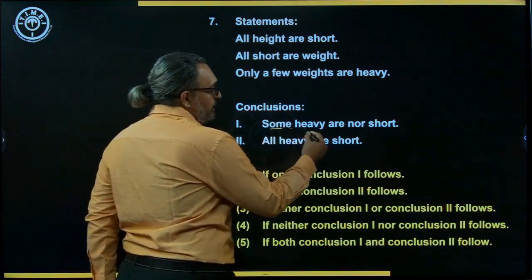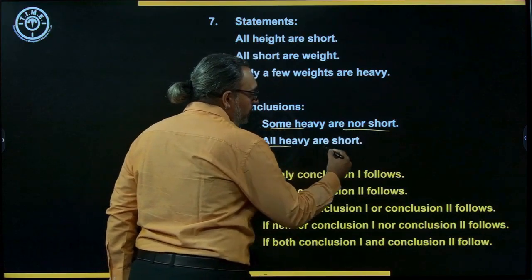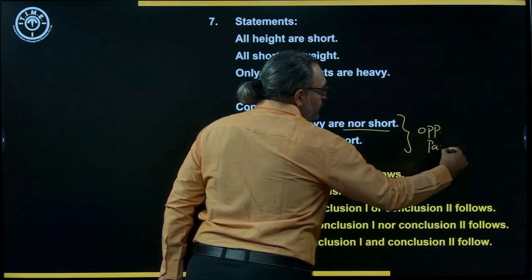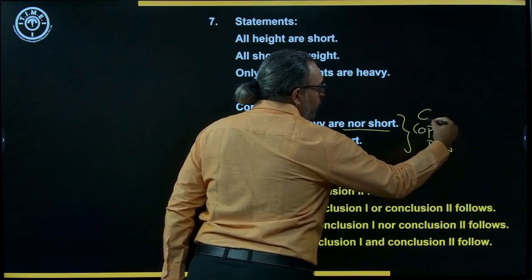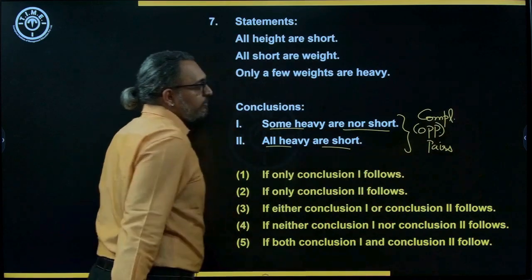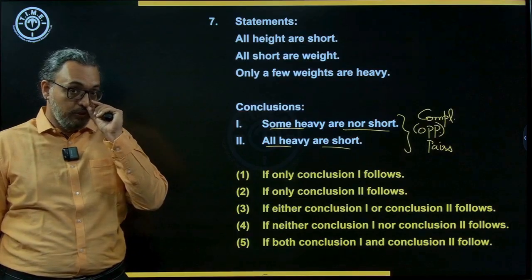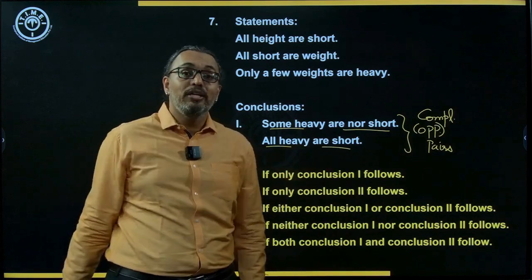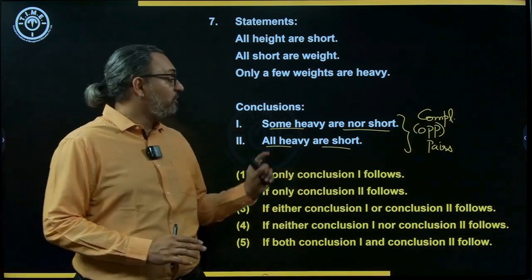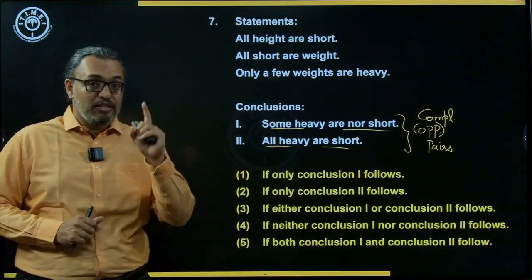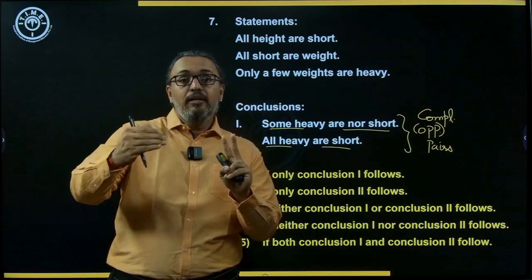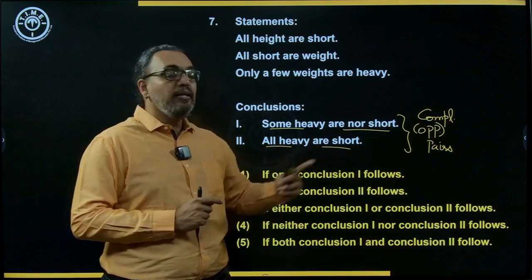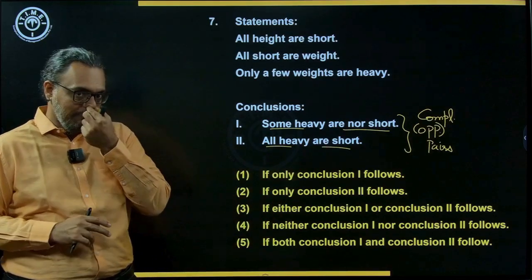Yes. Now see here. Some heavy are not short. All heavy are short. So there will be cases where you will have opposite pairs, or in other words, complementary pairs will be given in your conclusion. So whenever you have complementary pairs, there is a chance that you will get your answer as either or. Either or happens only when you have conclusions with complementary pairs. That is the first. There are two things you need to satisfy for getting either or. One is getting complementary pairs. The other thing, let us see.